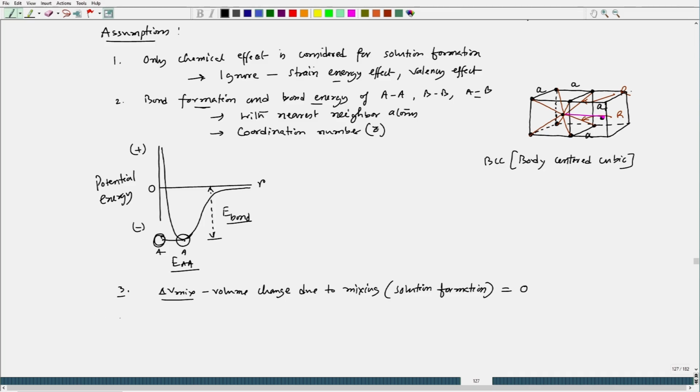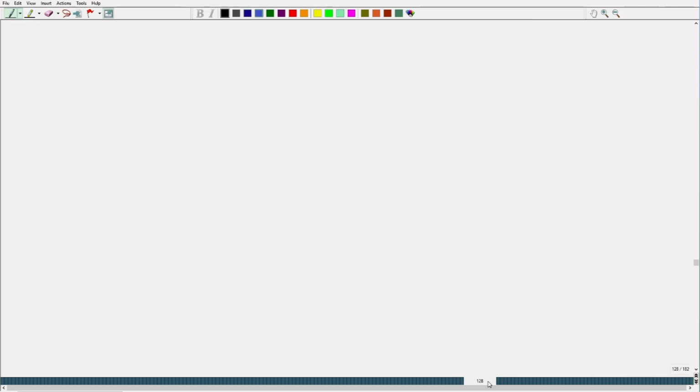Then fourth, we will consider that A, B and the AB solution would always have the same crystal structure. That means we consider the Z to be the same before mixing and after mixing. That is another assumption we can take. These are some of the major assumptions on the basis of which we will develop our model. So, now let us look at the actual model part.